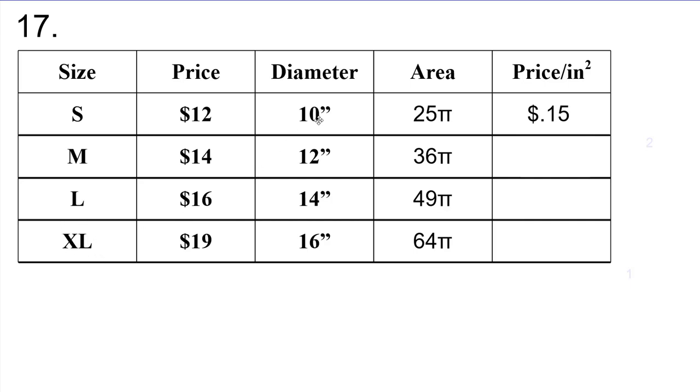So our diameter, this is interesting. Our diameter is increasing by 2 inches each time, and the price increases by $2 each time. But wait, what happens in the last one? The XL, they charge a $3 difference to upgrade from large to extra large. So which one is the best deal? This is increasing linearly, but this isn't linear, and then all of a sudden we get something weird going on here. How does the area increase?